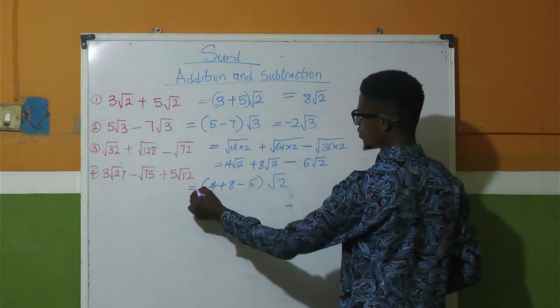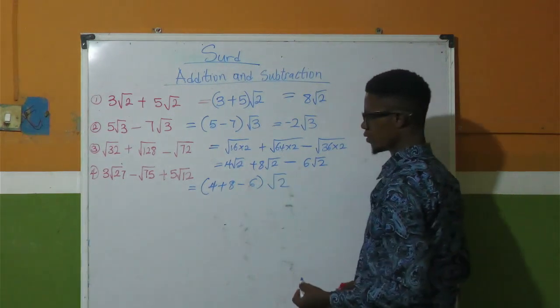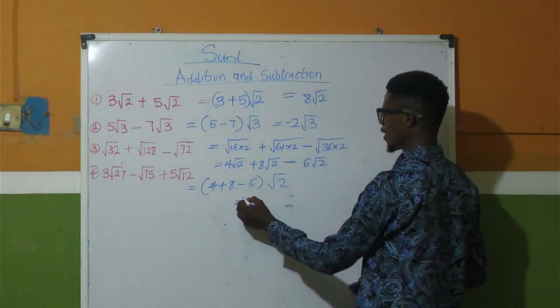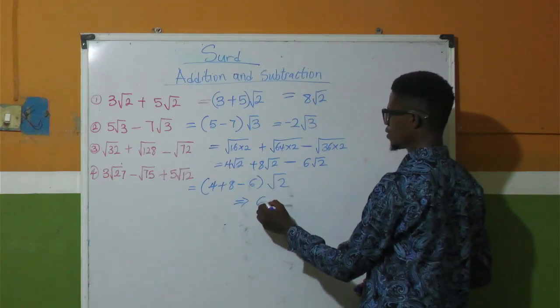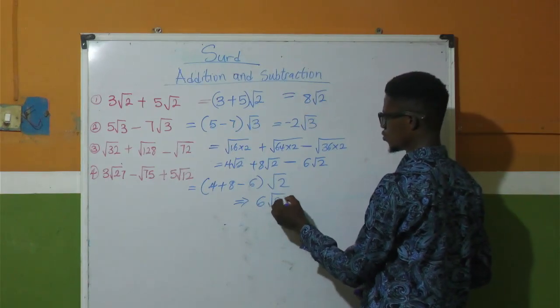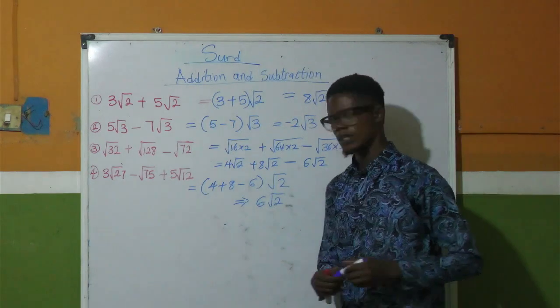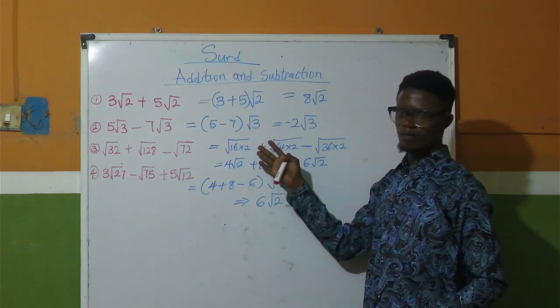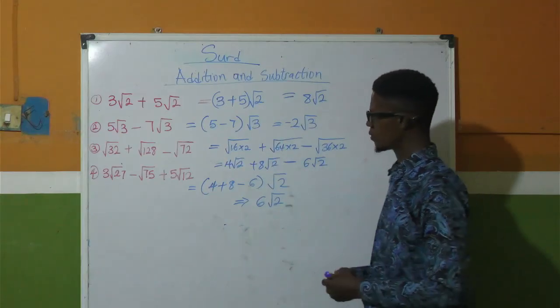Just like I said earlier, root 2. So 4 plus 8 is 12, and 12 minus 6 is 6. That means the final expression for number 3 is 6 root 2. So that is that about that. We have seen how we have broken down solving number 3. Now let's do the same thing for number 4.